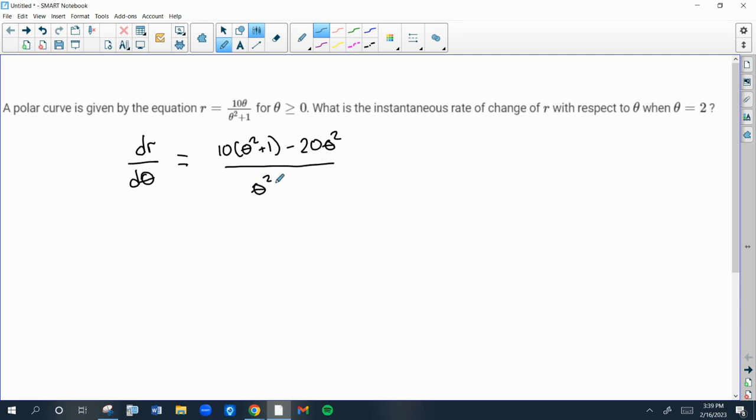I'm not going to simplify this much because I'm just trying to calculate this derivative where theta is exactly 2. So I can plug that 2 in as soon as I want, and I'm going to do that now. Plugging in 2 for theta, we have 10 times (2 squared plus 1), minus 20 times 4, all over (2 squared plus 1) squared, which is 5 squared, which is 25. So I'm going to simplify.